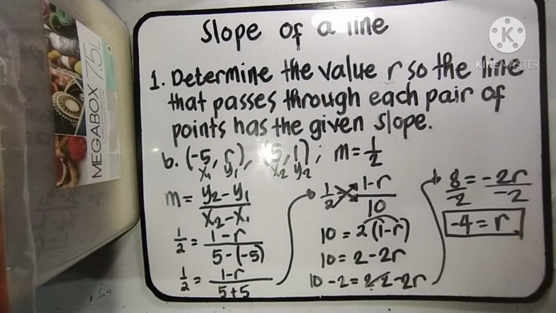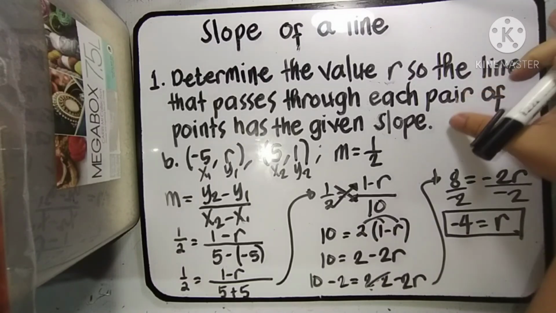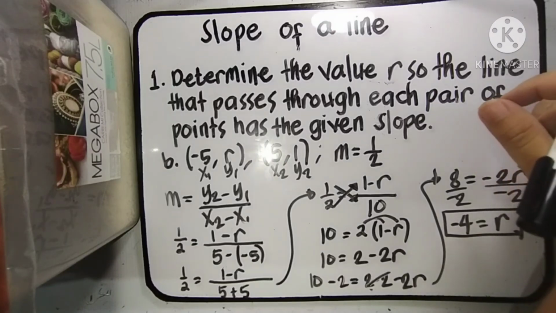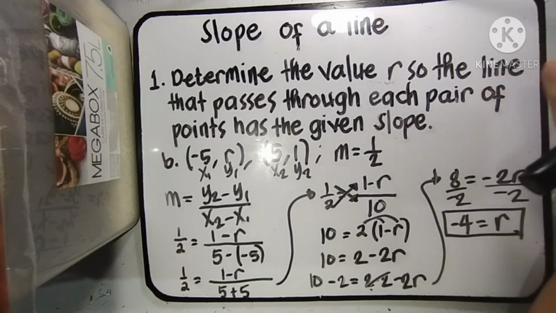That is how to determine the value of a certain variable in the given line. Given the slope, by using the formula m is equal to y sub 2 minus y sub 1 over x sub 2 minus x sub 1, that is how to solve this problem.